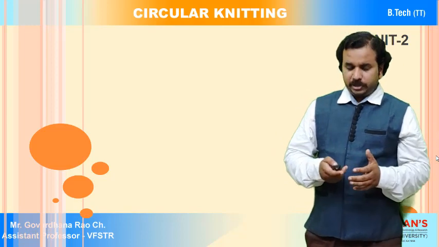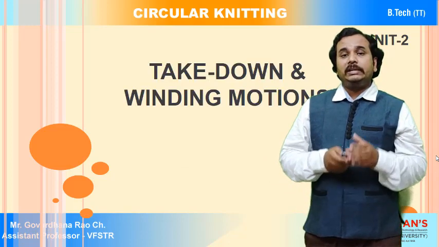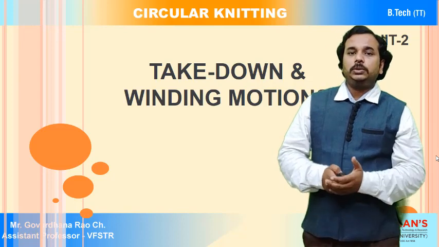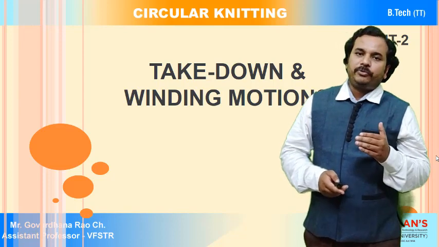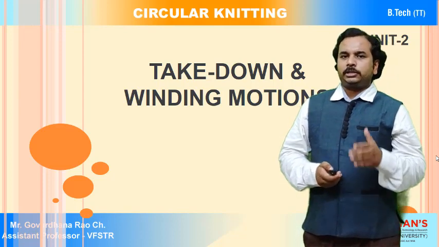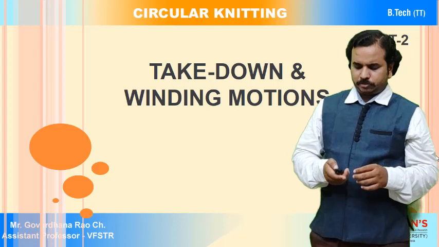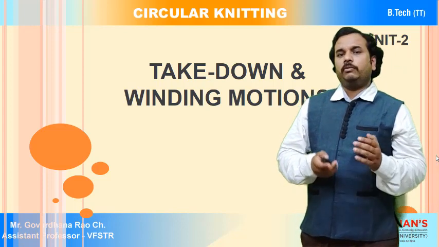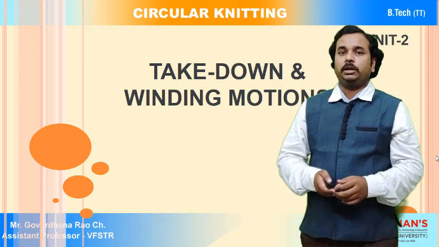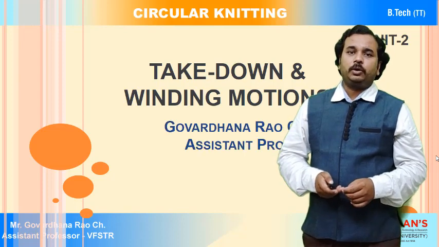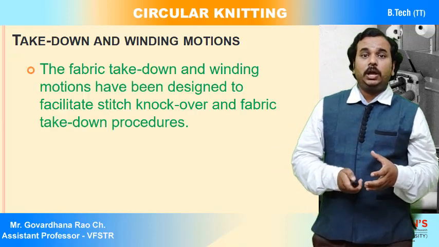Today's session we will discuss what happens after fabric formation: how we are going to take down the fabric, and how this taken-down fabric is wound onto the fabric roller or cloth roller. As we discussed in unit 1, with a brief about the take up mechanism and the winding systems, here also we'll see the different types of take down mechanisms and winding motions available in knitting machines. So let us start with the take down and the winding motions.